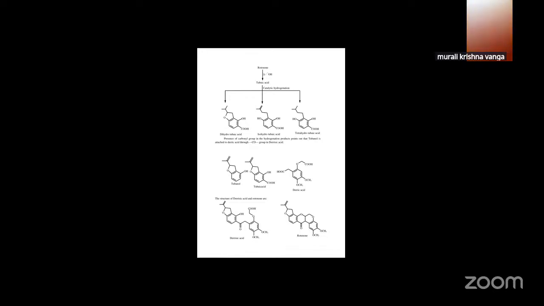Based on these structures, there is a carboxylic carbonyl group present in the hydrogenation product. This points out that tubanol is attached to the carbonyl group in derric acid. So tubanol, tubaic acid and derric acid. The structure of derric acid and rotenone is shown below.